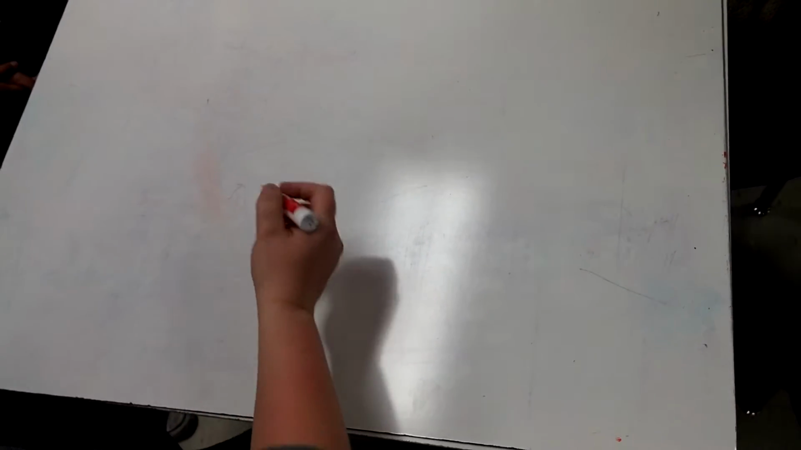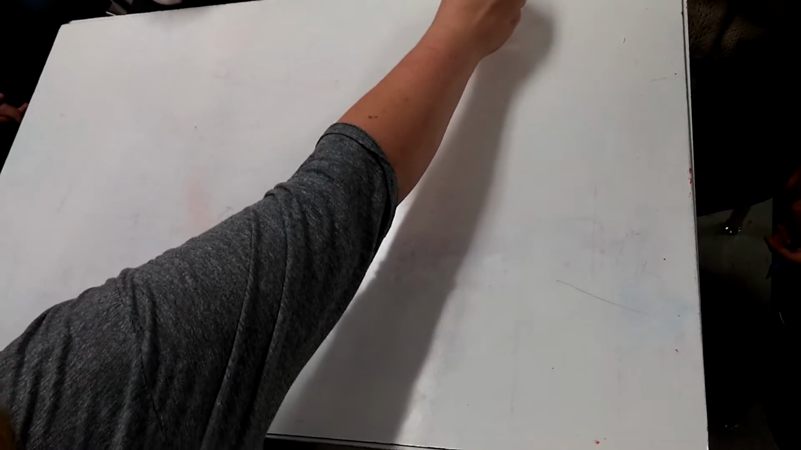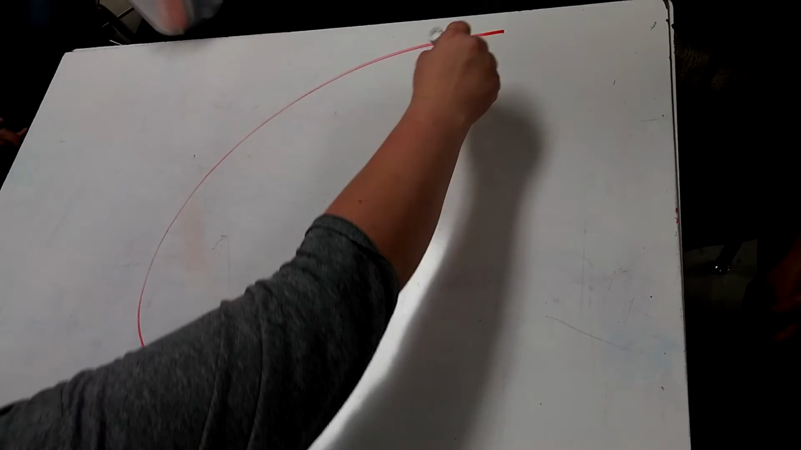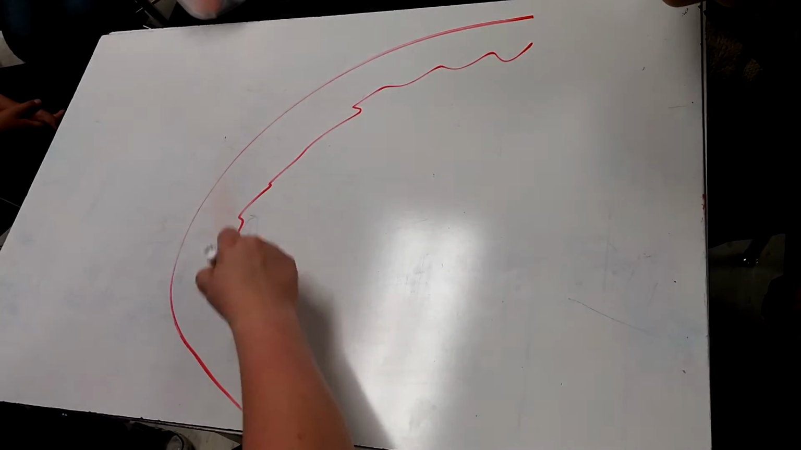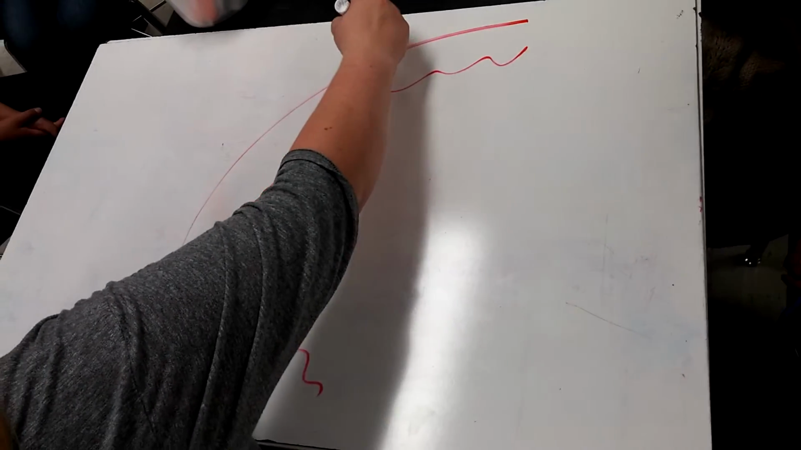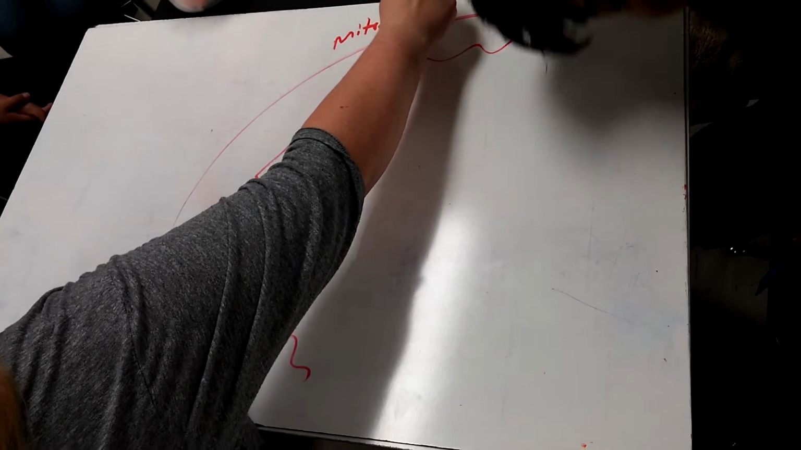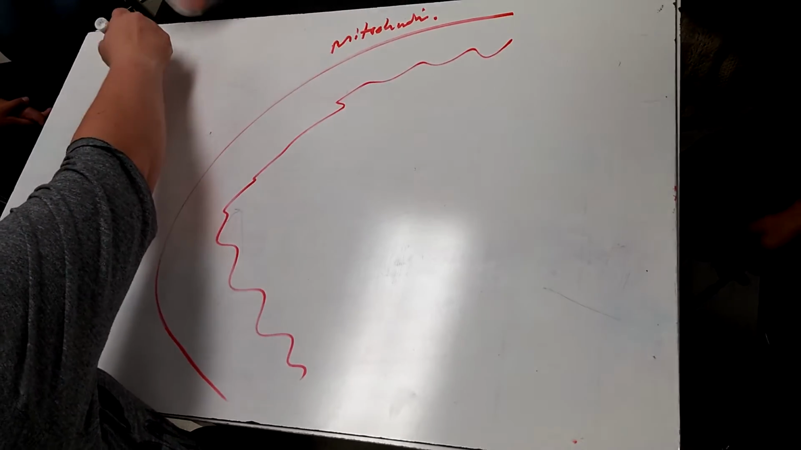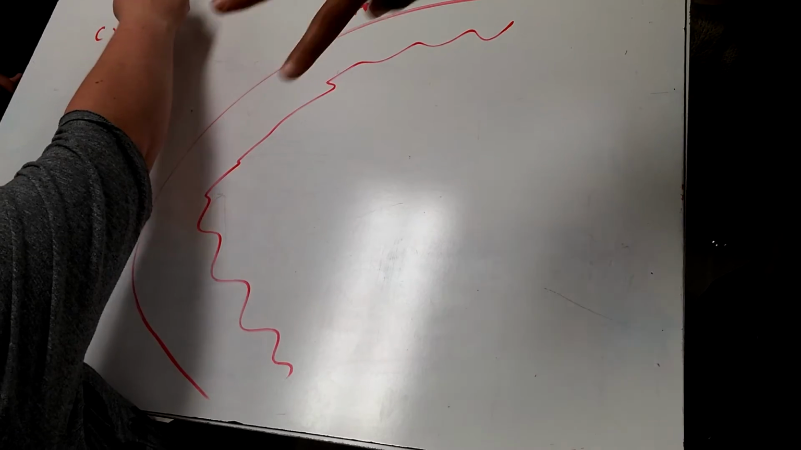So what I'm going to do here is I'm going to do the process of cellular respiration. And that part of it happens in a mitochondria. So this is a mitochondria. It has two membranes. Mitochondria. And then out here is the cytoplasm of the cell.